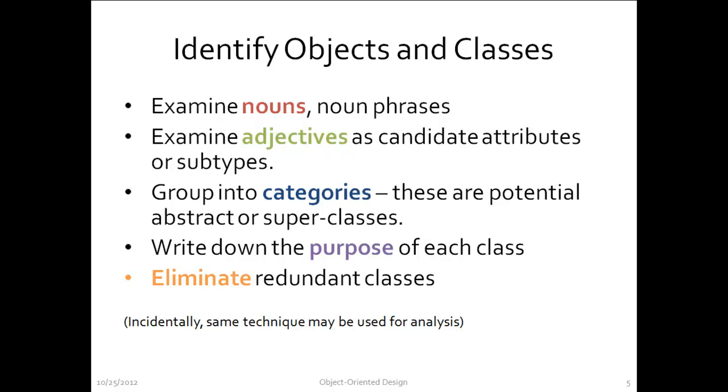By the way, note that the same technique could be used for analysis, and that's actually called object-oriented analysis. Except typically you would draw the nouns from the problem domain, not so much from requirements, but from other documents that describe the domain. And here you're not trying to design a system. You're seeking to understand. You're trying to understand an existing system.